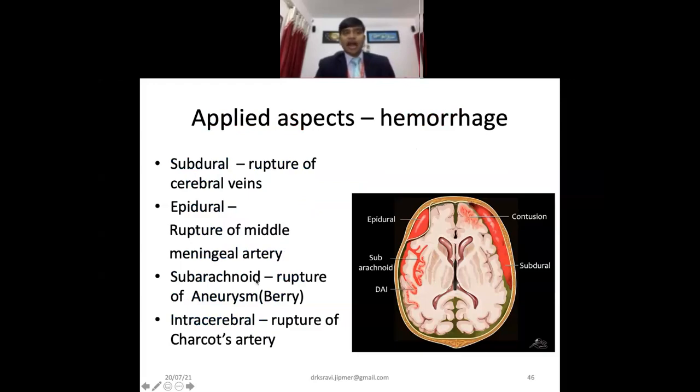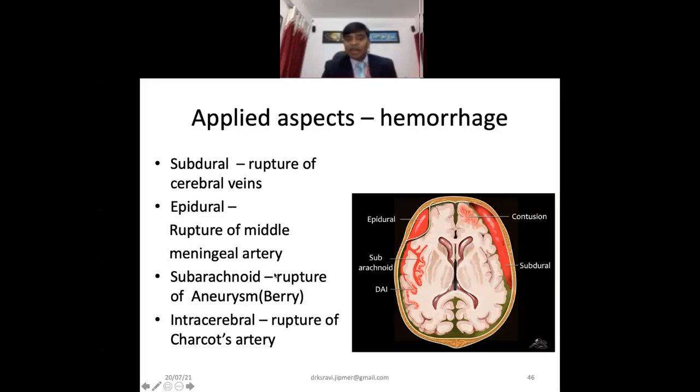Okay, now coming to the applied aspect. If you see over here in this diagram, you can make out the different spaces. This is the epidural space, right? We have the subdural. Whenever there is a rupture of the cerebral veins in the subdural space, it will be a subdural hemorrhage, right? Most commonly it is the superior cerebral vein, caused by trauma, which stretches these bridging veins in the subdural space. You can see over here the epidural space, where there will be rupture of the middle meningeal artery.